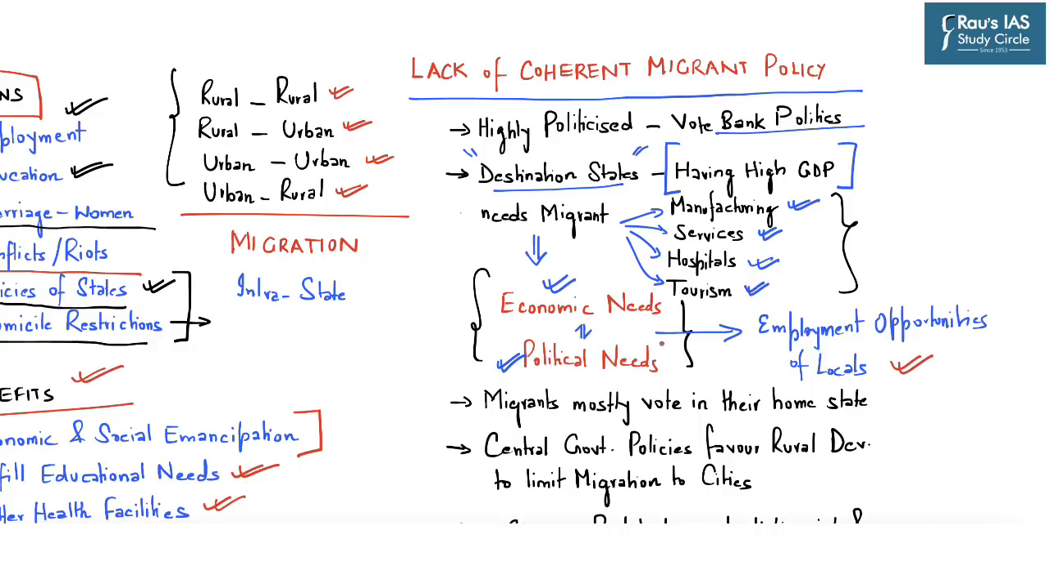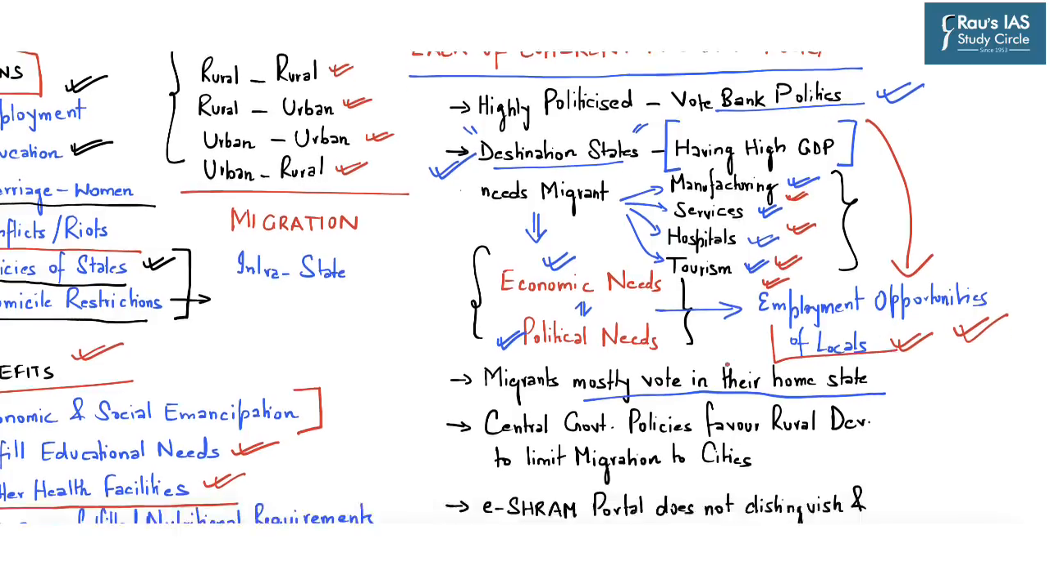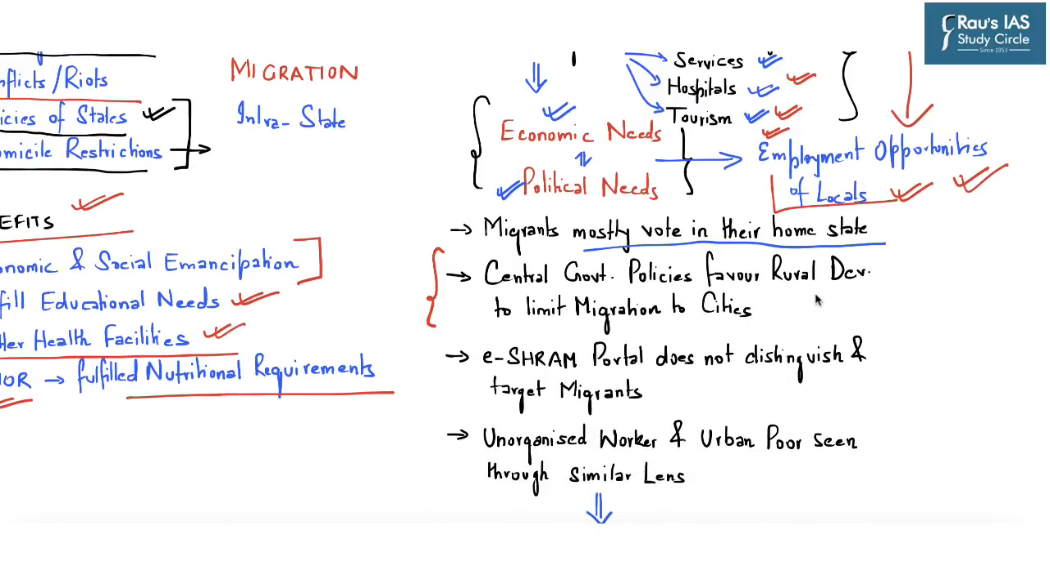Now, it is mostly understood that the migrants who work in these various sectors work in the informal sector of the economy, and it is here where the vote bank politics takes place. Another reason for this vote bank politics is that these migrants who go to these destination states for employment mostly vote in their home state, that is, they go back to their home state for the purpose of voting. And because of this also, the politics of these destination states does not favor these migrants in terms of their political rights. So the vote bank politics pursued by these destination states favors more employment opportunities for the locals of that particular state. Now, another reason highlighted is that the central government policies favor rural development to limit migration to cities, and this has also constrained or limited a coherent policy.